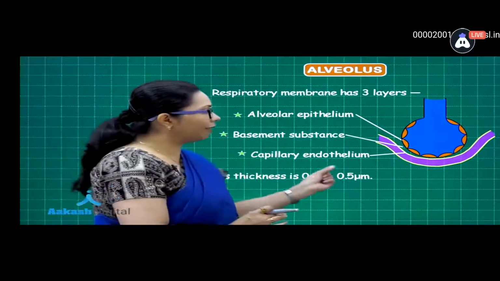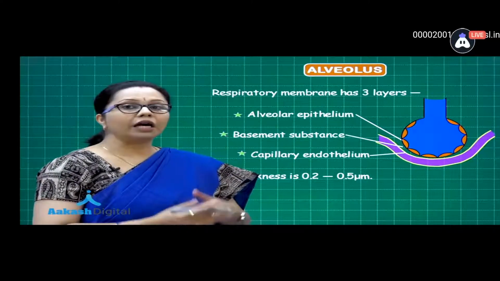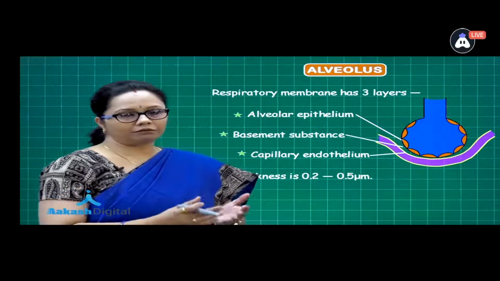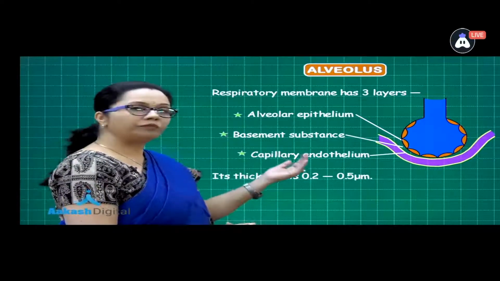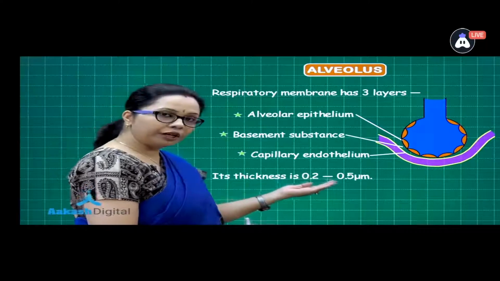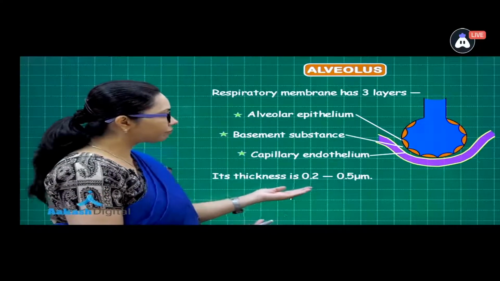And it has to be very thin, then only can simple diffusion take place. If this respiratory membrane becomes thicker, the diffusion rate will become less. So it is inverse proportionality. We can say the thinner the respiratory membrane, the higher the rate of diffusion.